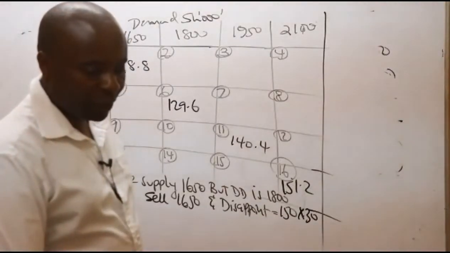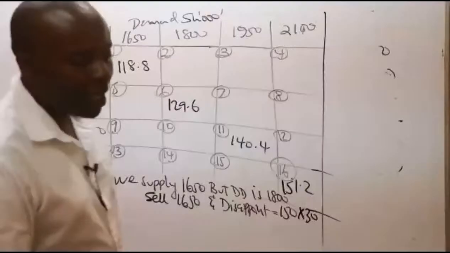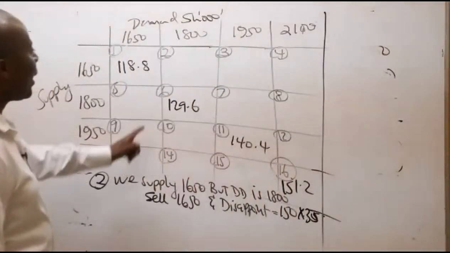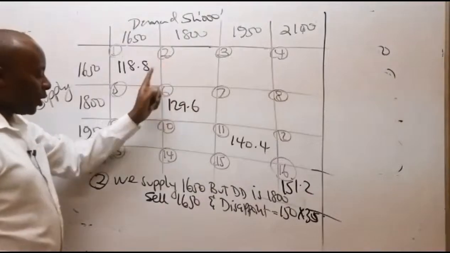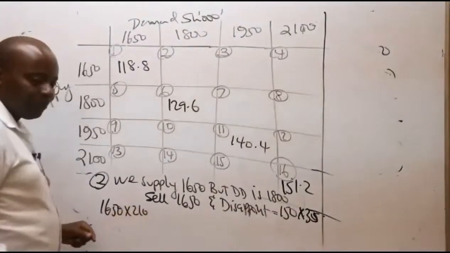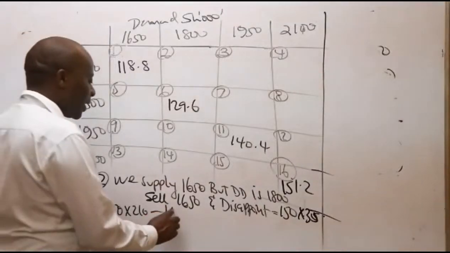They have told us that for every customer who comes, just like how Nakumat used to tell us, if you need it, we've got it. You can see here, a profit of 35 per bracelet that is derived from other accessories that customers buy is also lost. So for every customer we disappoint, we shall be losing 35. So could you kindly go ahead and give me the profit I expect here. So in short, I'm going to sell 1650. I know the selling price is 210, right? The cost of supplying 1650 will be 1650 times 138.